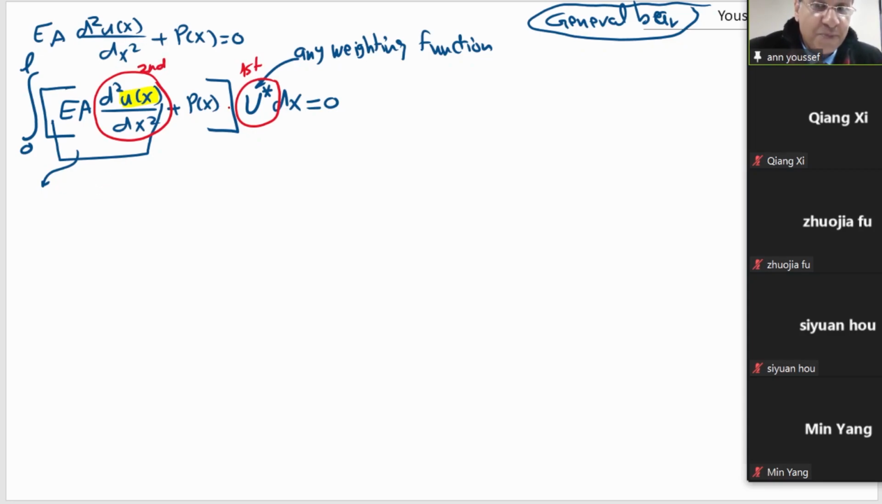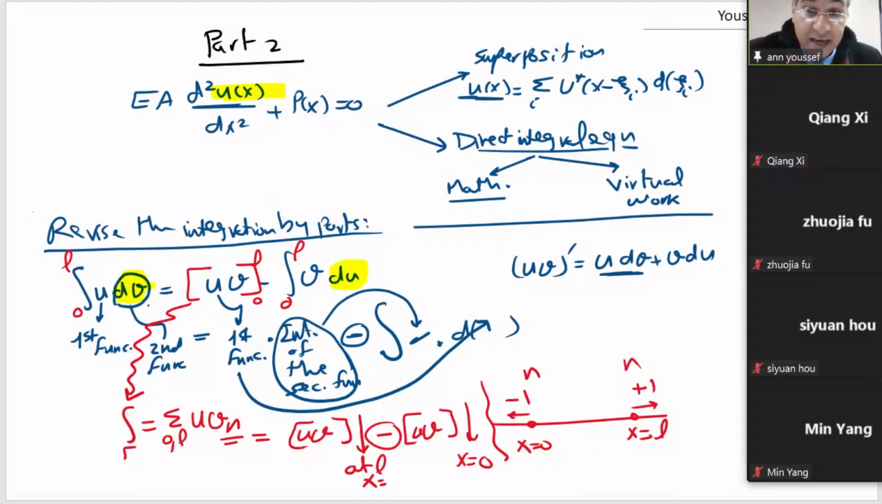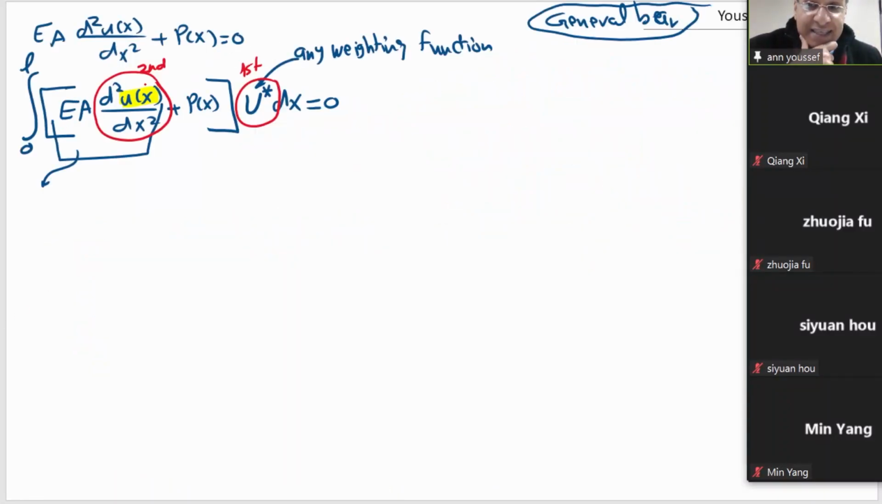Why am I going to use it this way? Because if you look at this, we start with the first function times the integral of the second function. So I want to apply the integral on the highest derivative, and I'm going to choose this one as the second function. So the first function is u asterisk, times the integral of the second function.